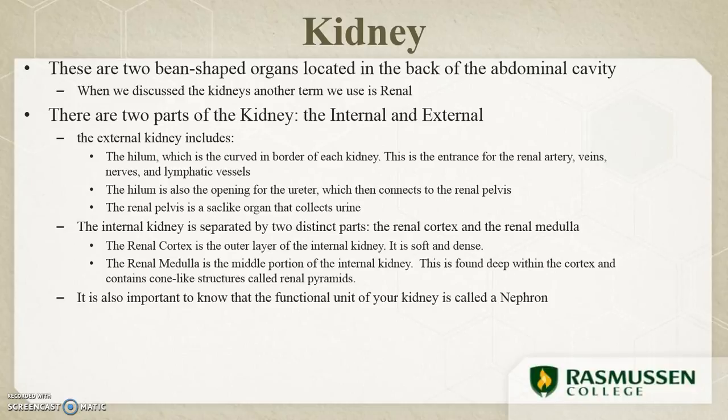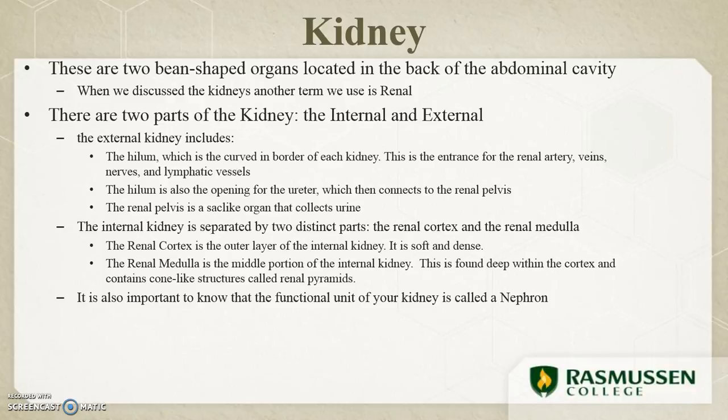So the kidneys are two bean-shaped organs located in the back of the abdominal cavity. The easiest way to find these is if you put your hands on your hips and the most of your hand is in the back, what you're actually touching is right above where your kidneys would be. The kidney has both external and internal parts. The external structure of a kidney is called the hilum. This connects to the opening of the ureter, which connects then to the renal pelvis, which collects urine.